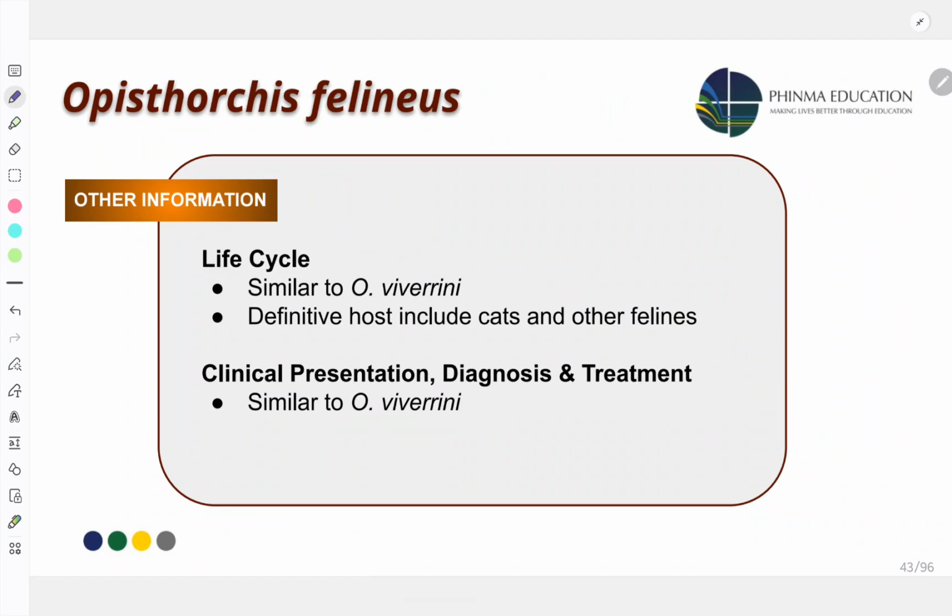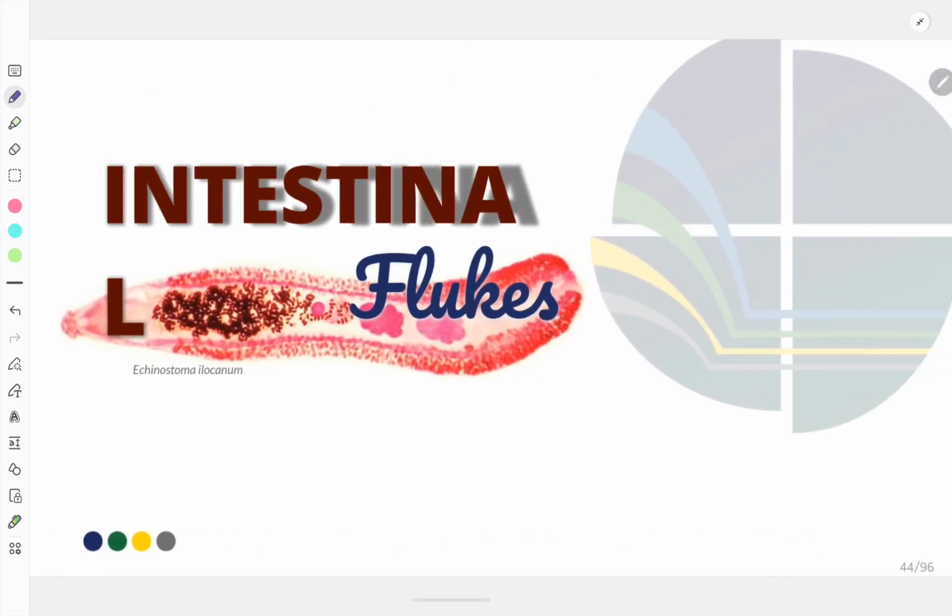The life cycle is similar to Opisthorchis and Clonorchis, except the definitive hosts are cats and other felines. It has the same clinical presentation, the same diagnosis, and the same treatment. Basically everything is the same as Opisthorchis viverrini. The only difference is that it is found in your cats. So that's it for the liver flukes.